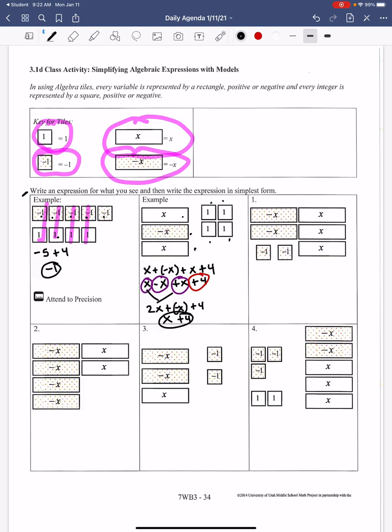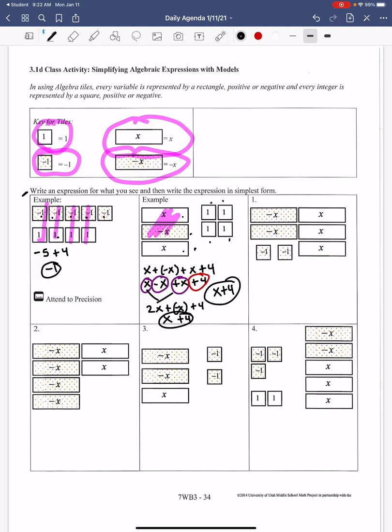So the models are just a visual way for you to see what's going on. And really, like I said, you could work this the same way. You could say, okay, I'm going to cross these ones off because I know they cancel out. And then what you're left with is x plus 4, because there's nothing to cancel this one out, and these don't cancel out because they're all positive.